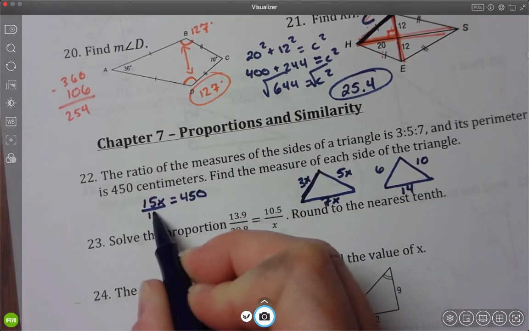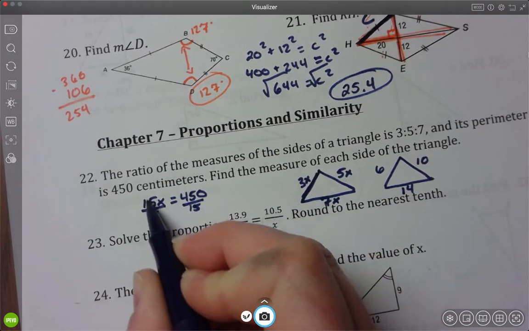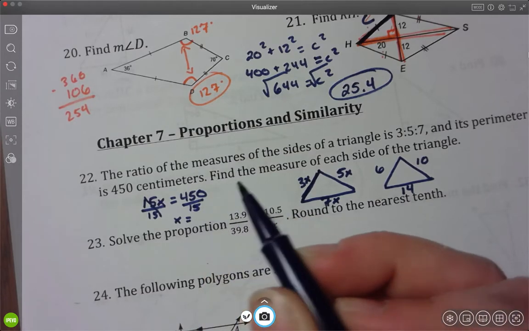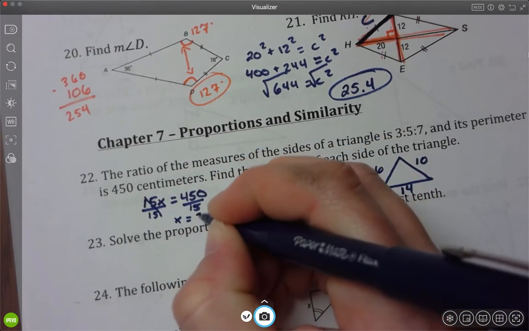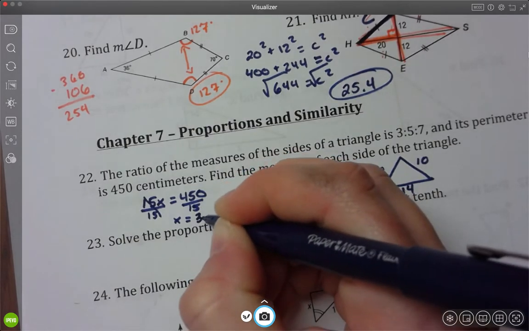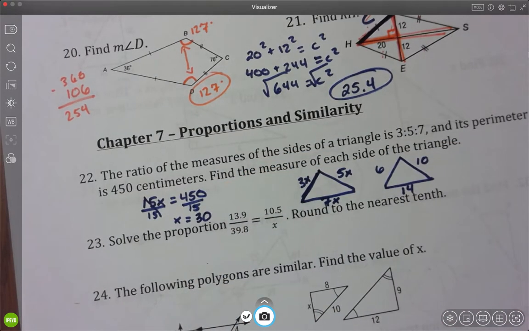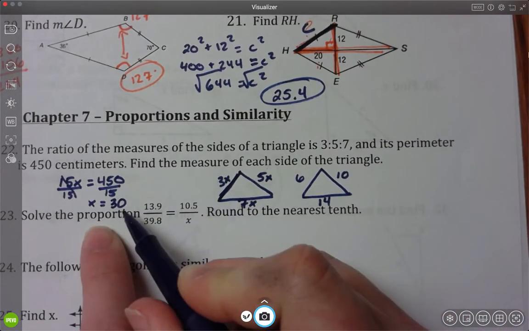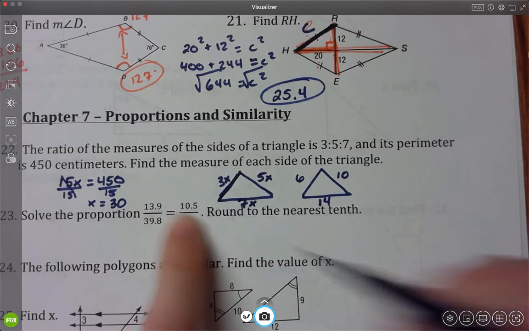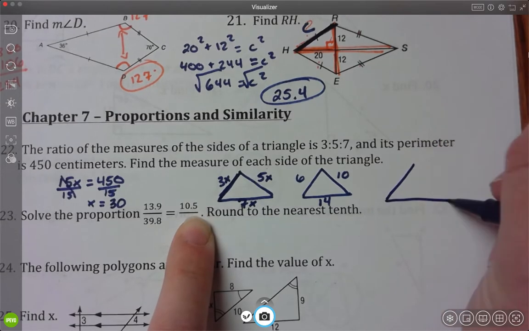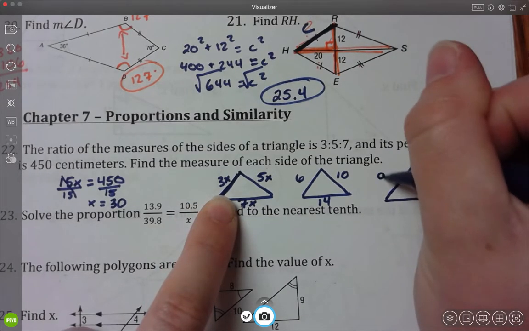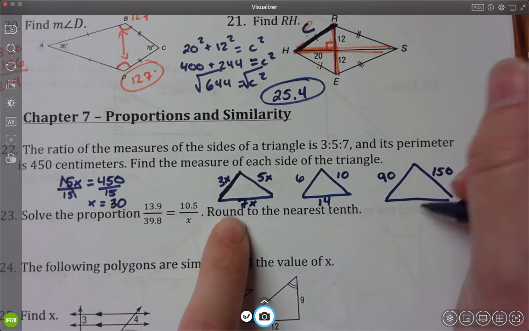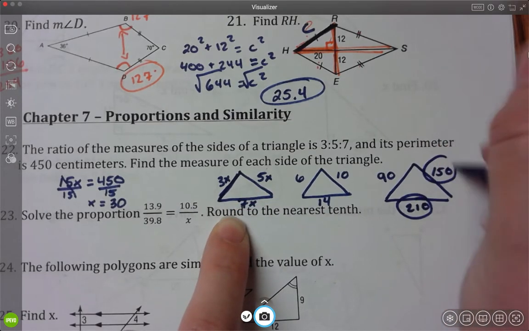And if I divide by 15, x is going to be equal to 45 divided by 15. If you think of a clock, 45 minutes, that would be 3, but 450 would be 30. So x is going to be 30. So the measure of each side of the triangle is 3 times 30, 5 times 30, and 7 times 30. So my triangle really looks like 3 times 30 is 90, 5 times 30 is 150, and 7 times 30 is 210. That's what he is going to look like.